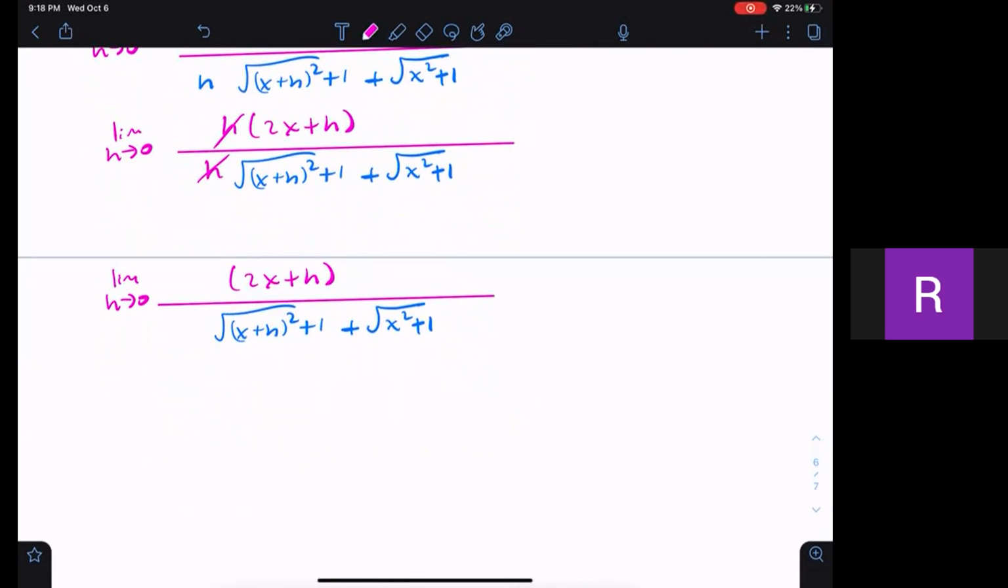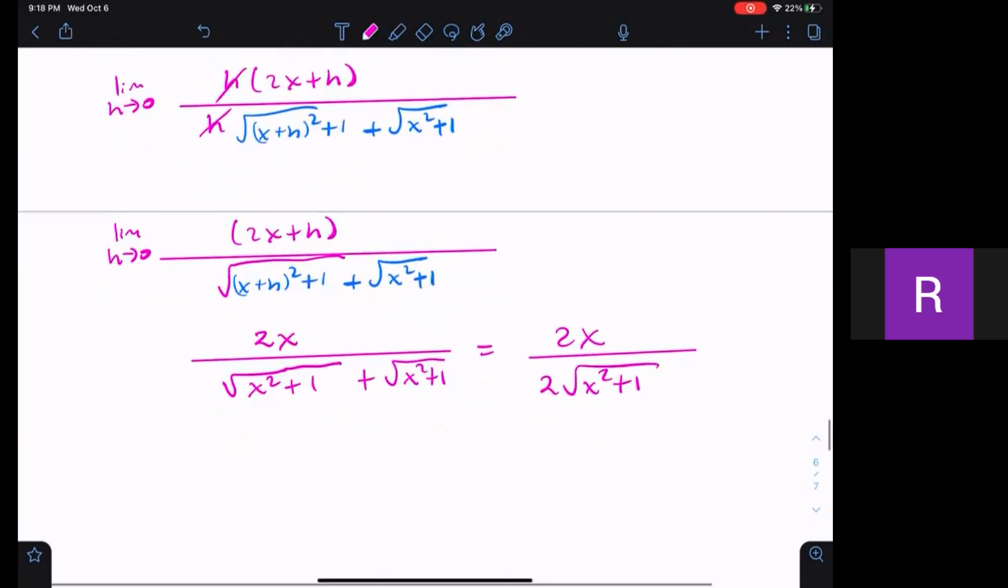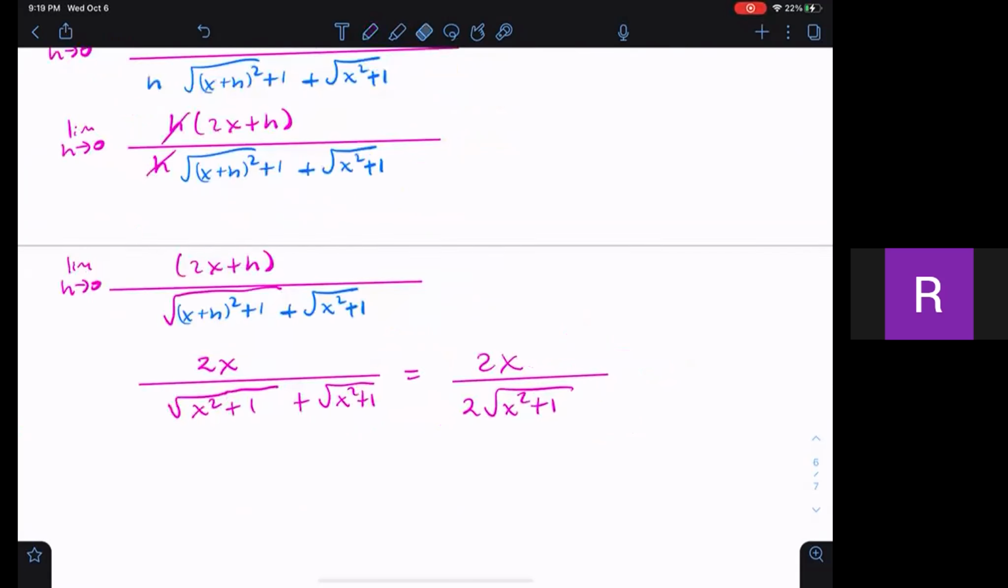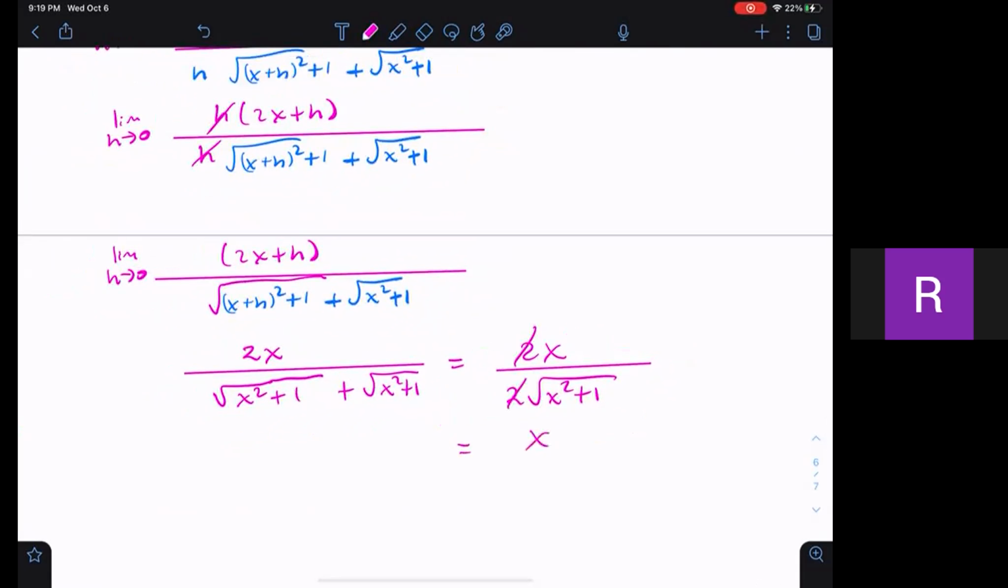Let's see what happens. If we plug in, we get 2x over h, I mean, h is 0 now. So that's going to be just x squared, this is together, right? Yes. So this is going to be x squared plus 1 plus x squared plus 1. Therefore, this is 2x over 2 square root of x squared plus 1. You can cancel the 2's and you get x over square root of x squared plus 1.